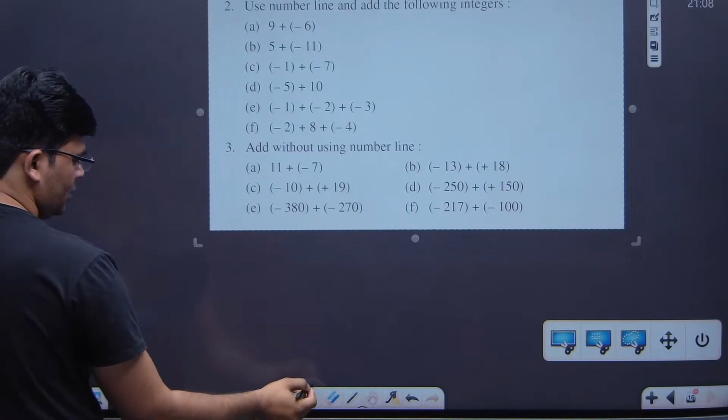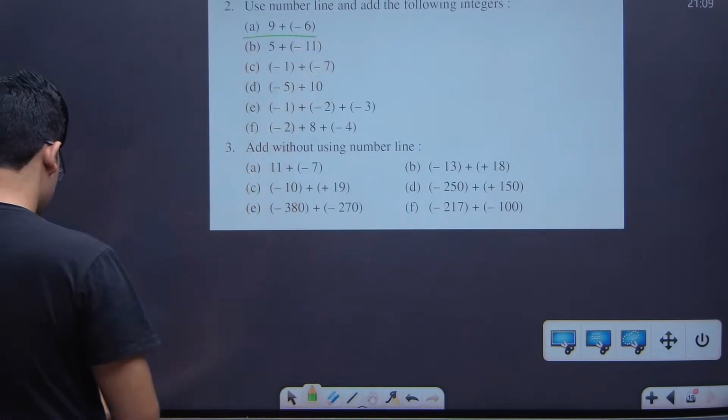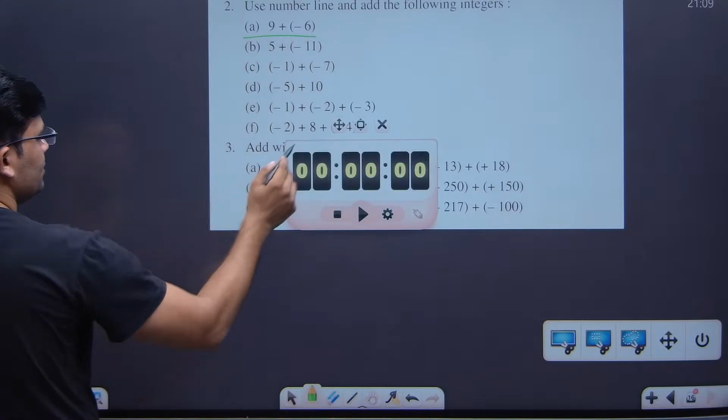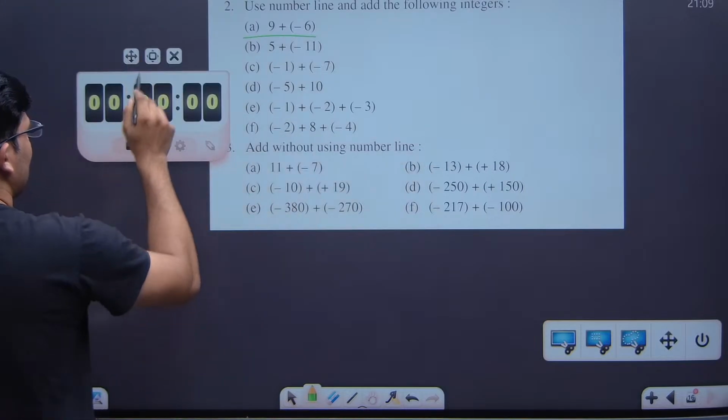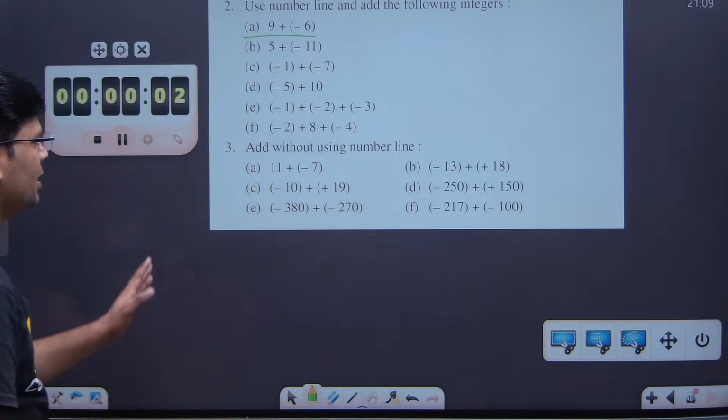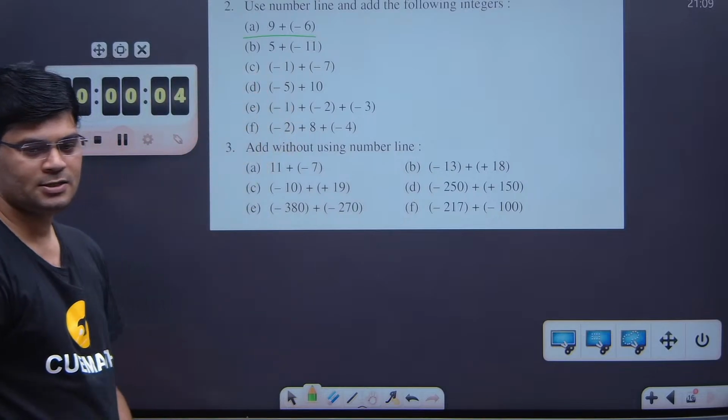Okay. So tell me the answer for the first one. You keep on answering, I will be writing all the answers. Time starts now. For all the questions, the same time will be there. Keep on telling me the answers.